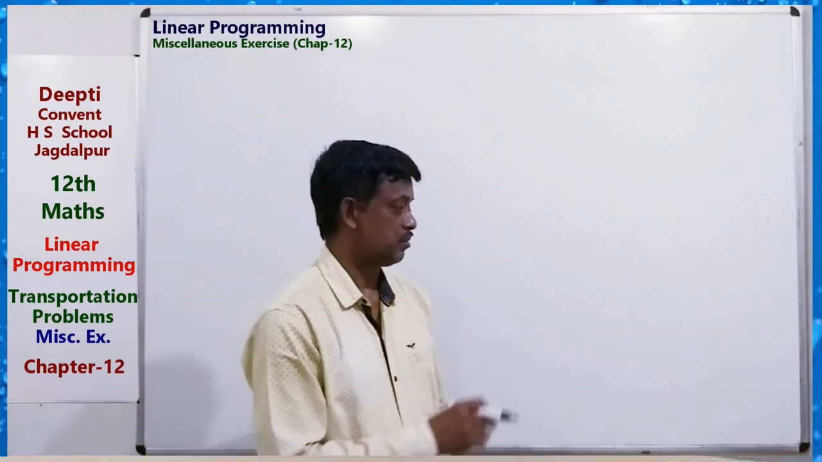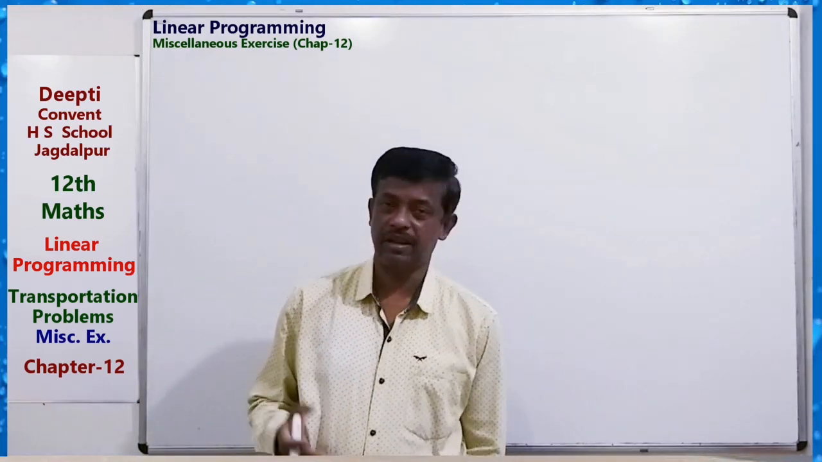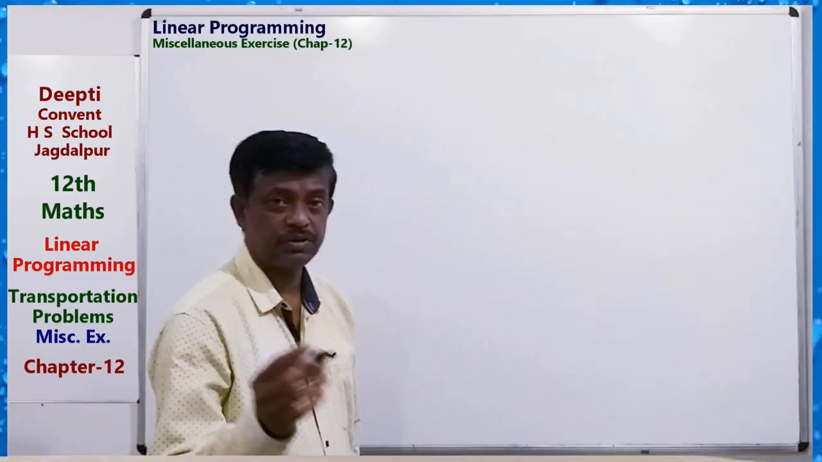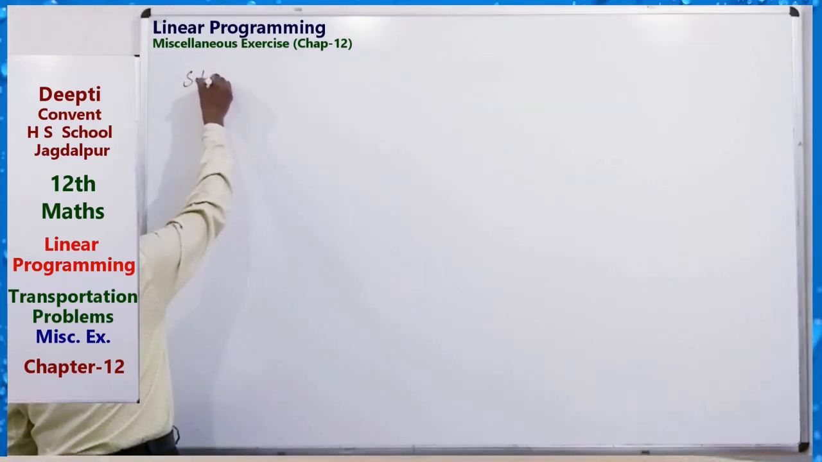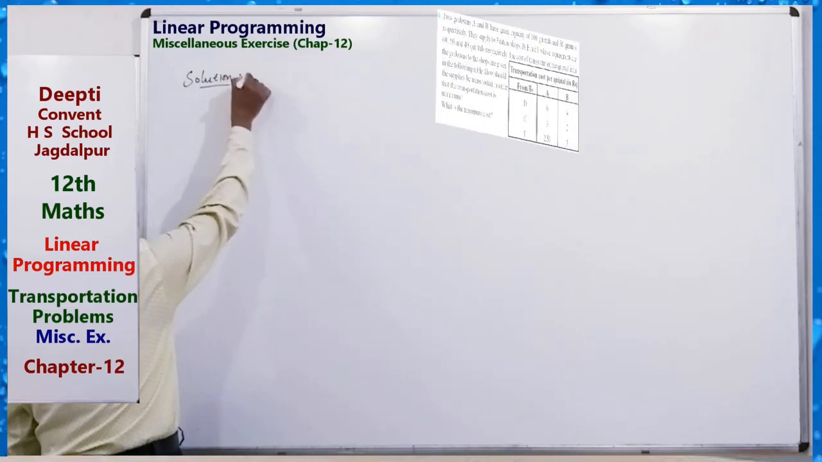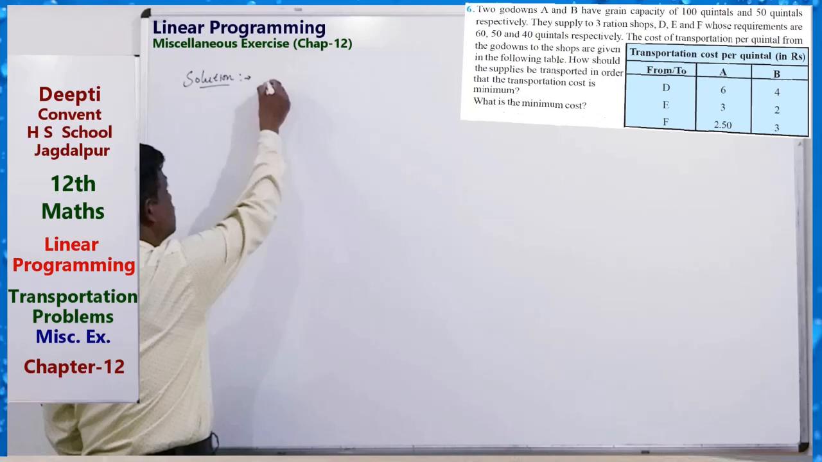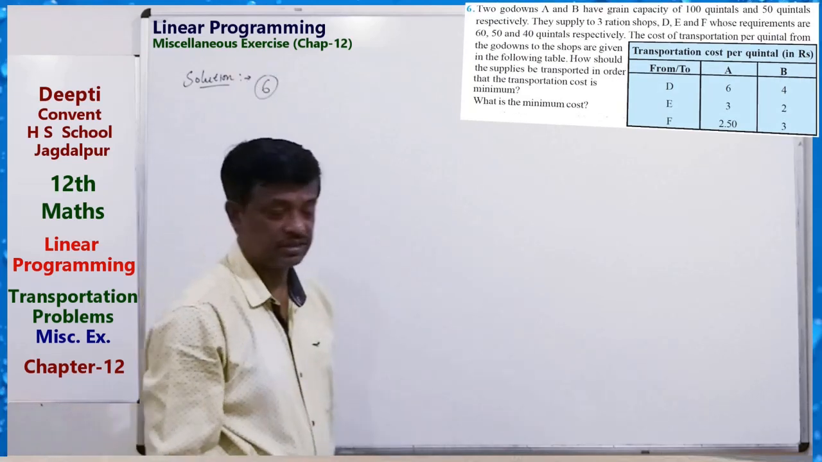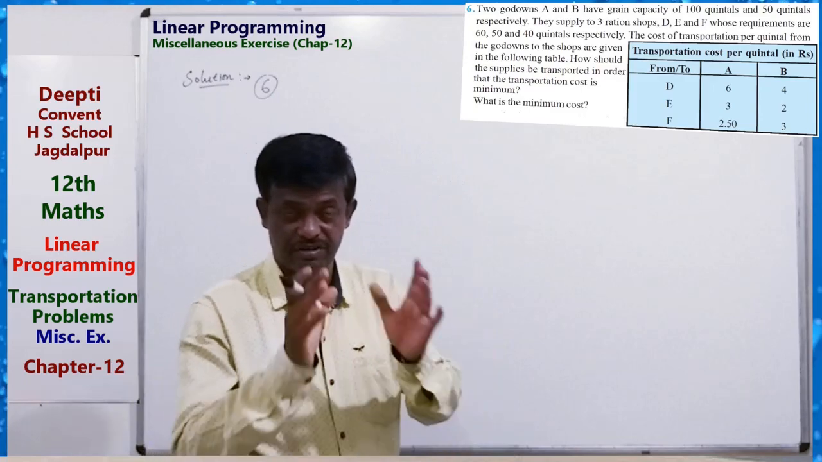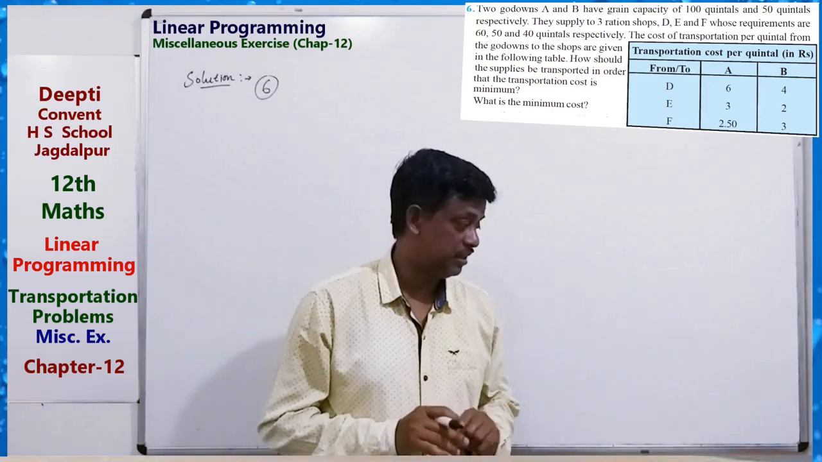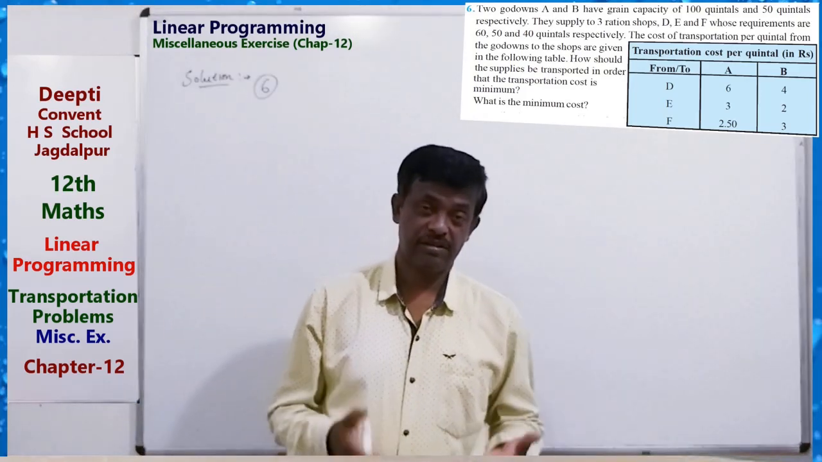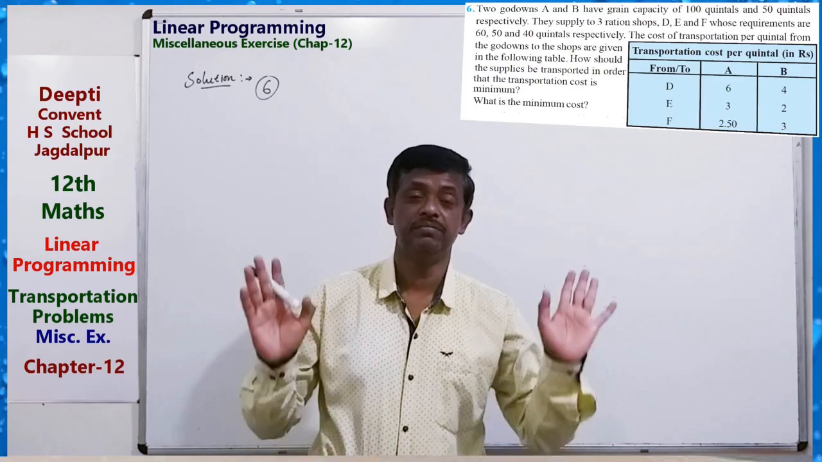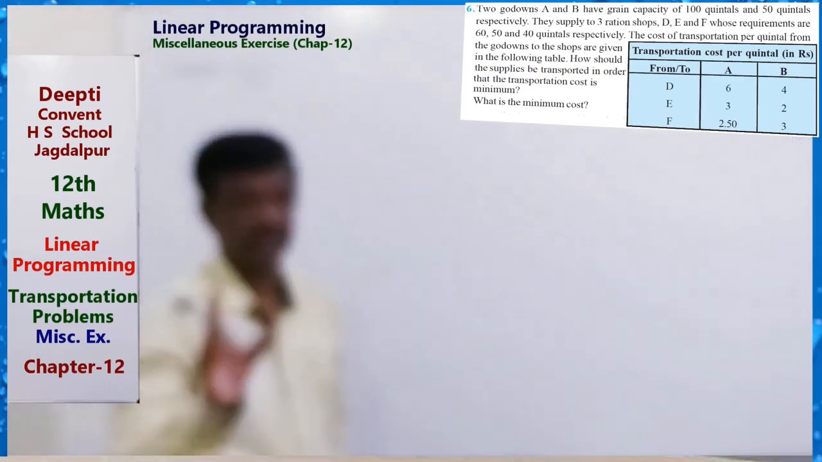There are some questions given in the examples and also in the miscellaneous exercise of chapter 12. The question related to the transportation problem is question 6 in the miscellaneous exercise. Just read the question very carefully, and first of all formulating is necessary, and then we can solve it for the minimum cost of transportation.